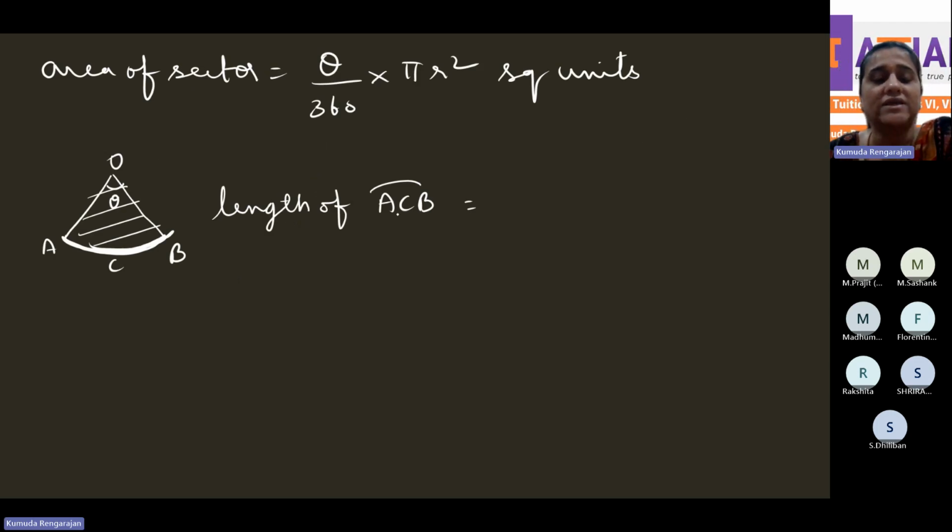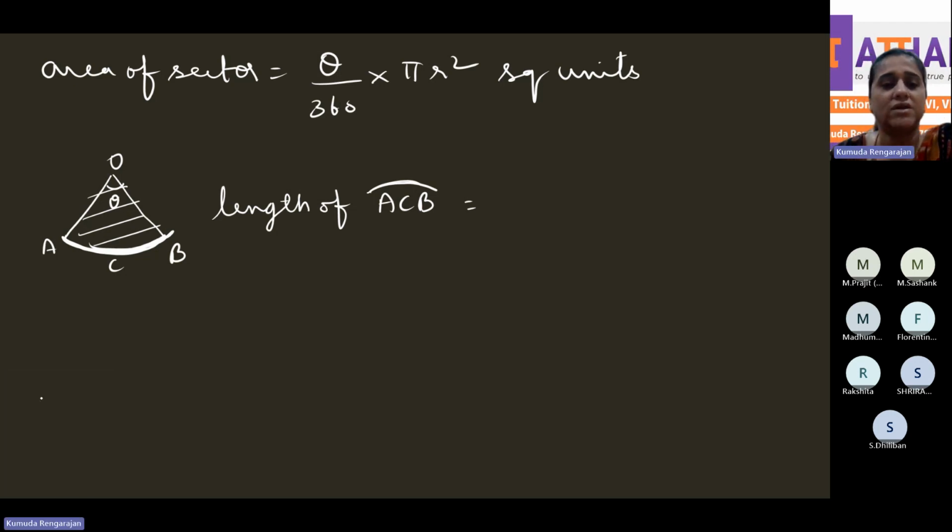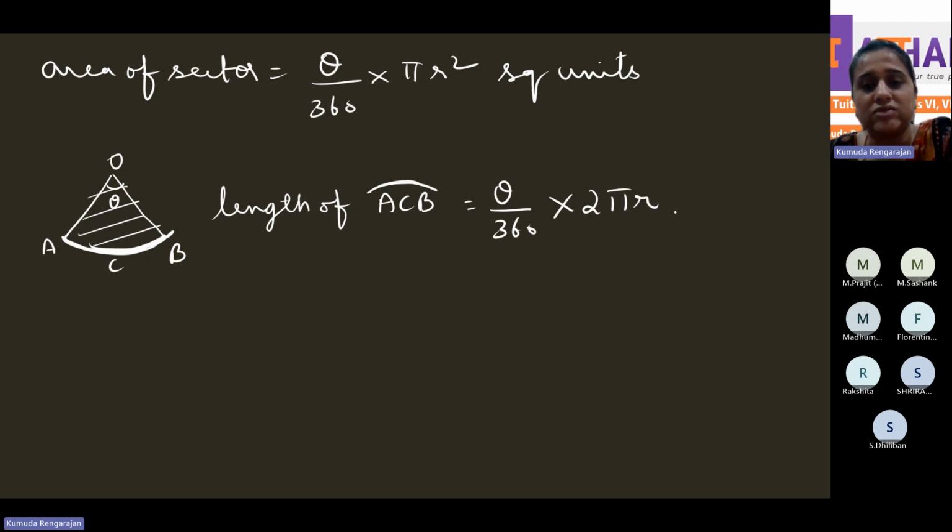So length of arc ACB. This is how it's written symbolically: arc ACB. So length of arc ACB, or simply arc AB, is equal to theta by 360 into the total length of the boundary, 2 pi r. And this is length, so not square units, just units.